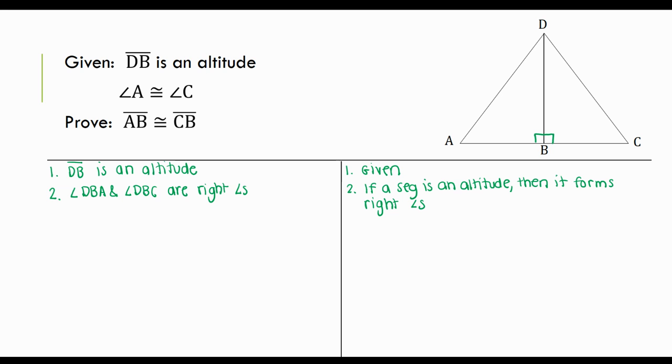So because I have two right angles, I can continue to expand off this concept. Not only do I have two right angles, but now I get to say that those two right angles are congruent to each other. Remember, the reason for that is if two angles are right angles, then they are congruent.